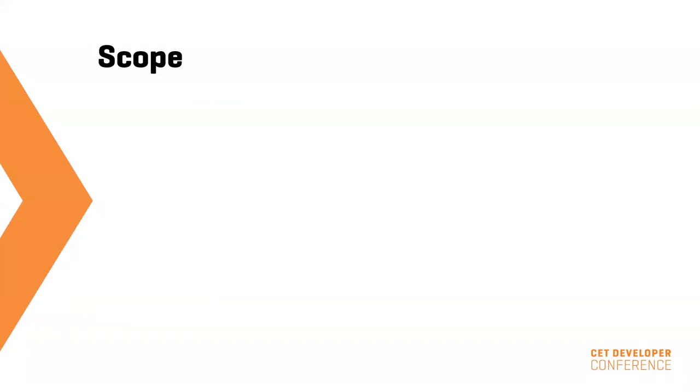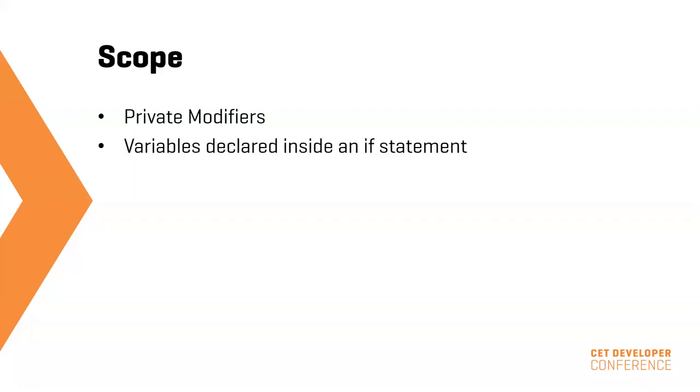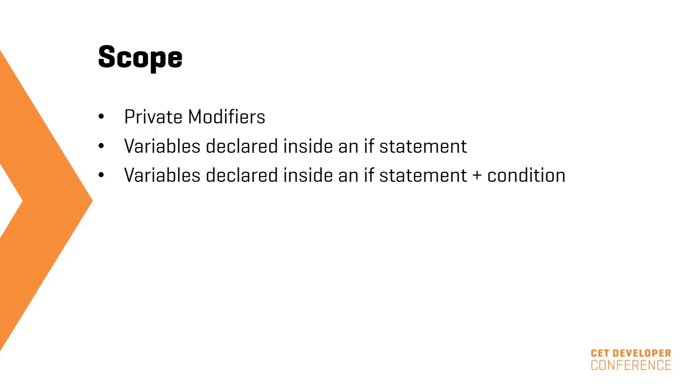Okay, well, scope has some interesting behavior in CM. The first thing that I wanted to point out is that private modifiers are file and not class accessible, and that variables declared inside an if statement perform differently than variables declared inside an if statement with a condition. And then lastly, what happens when you're using a function or method as a default argument.